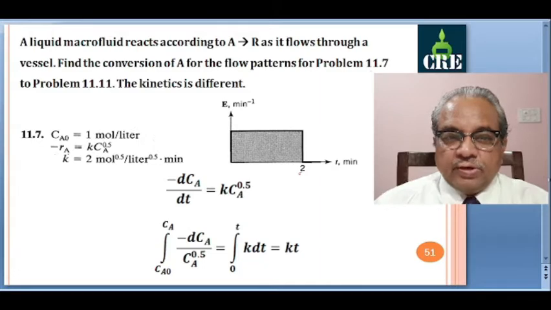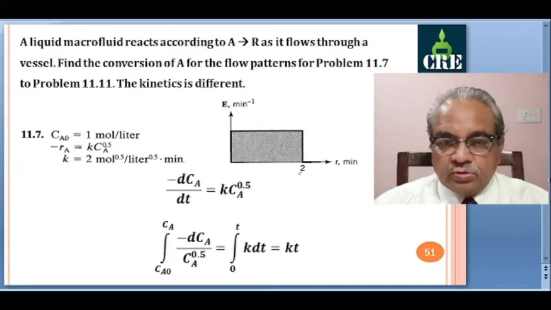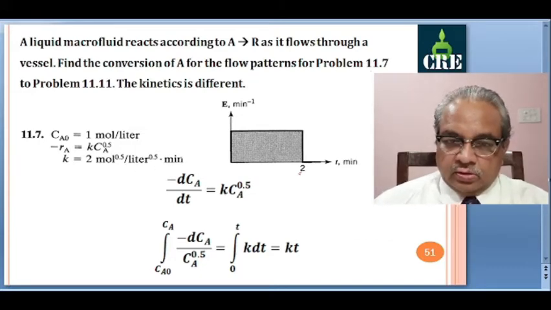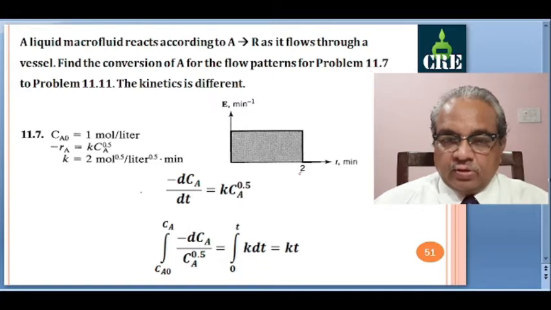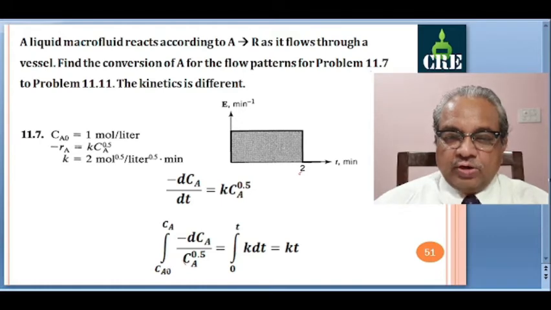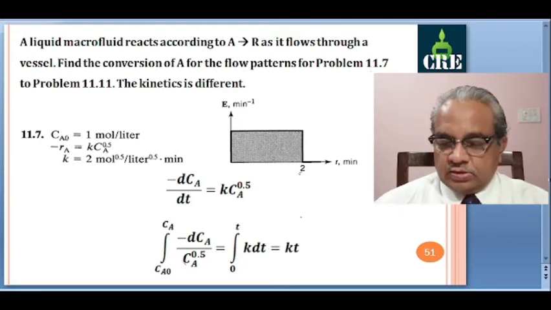Ca0 is 1 mole per liter, and minus Ra is equal to K Ca raised to 0.5, a half order. The rate constant is 2 in the units of half order. So we can write minus dCa by dt is equal to K Ca raised to 0.5, and this we can solve: minus dCa by Ca raised to 0.5, from Ca0 to Ca, and 0 to t, K dt is Kt.